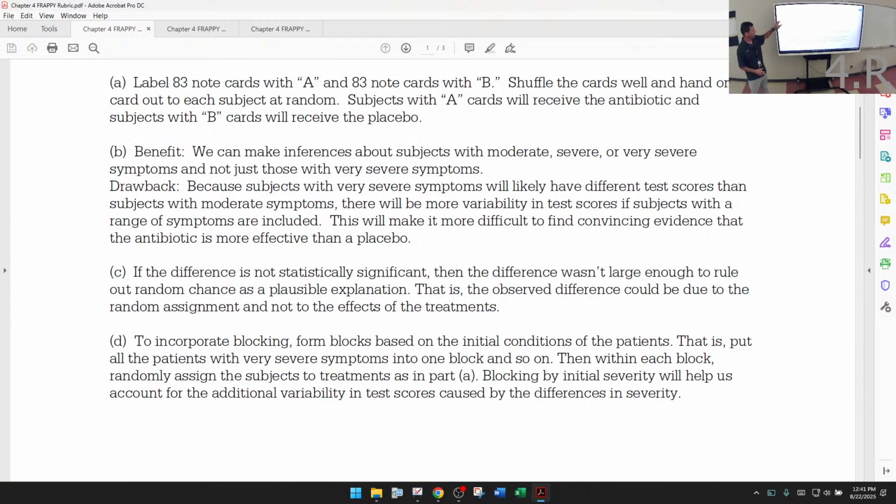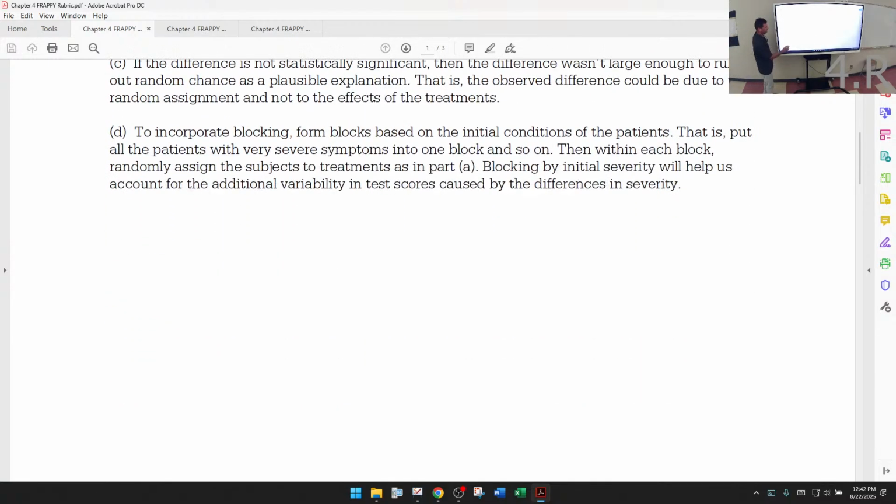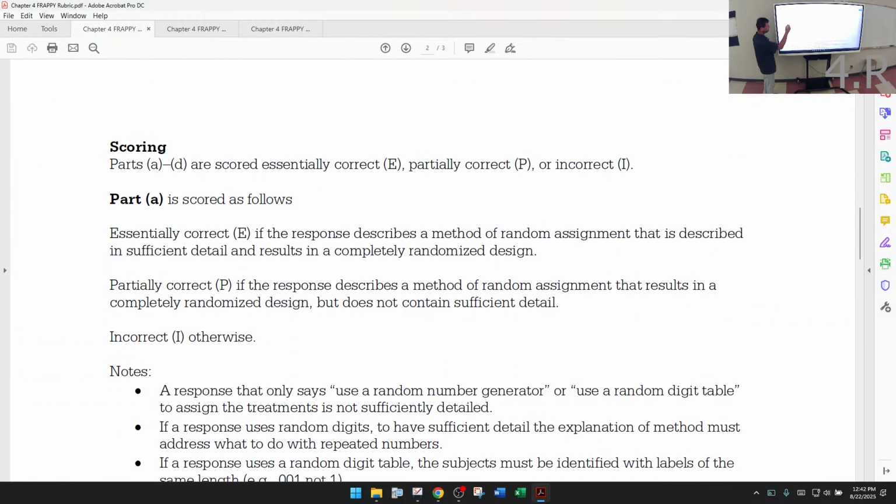And then the drawback: because the subjects with very severe symptoms will likely have different test scores than those with moderate symptoms, there's going to be more variability in the test scores because the range of symptoms is included. This will make it more difficult to find convincing evidence that the antibiotic is more effective than a placebo. Nobody wrote that, right? So let's see what the rubric says.